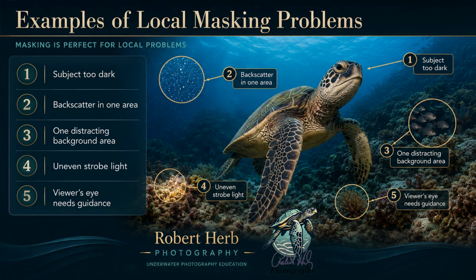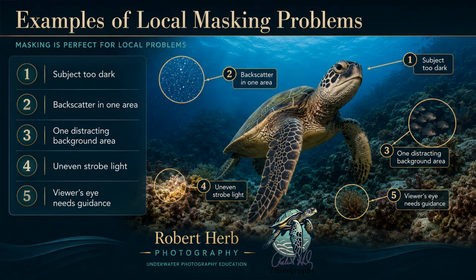These are the kinds of problems masking is good at solving. The subject may be a little too dark. You might have backscatter in one area, one distracting background area, uneven strobe lights, or a place where the viewer's eye needs a little guidance.